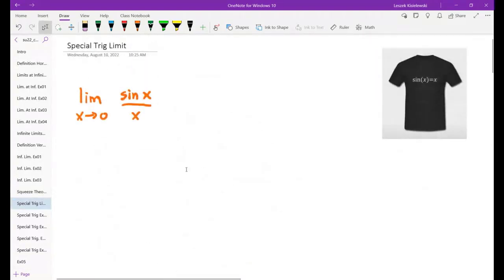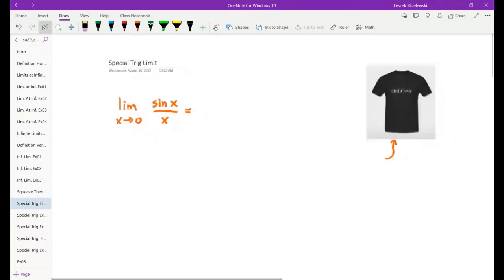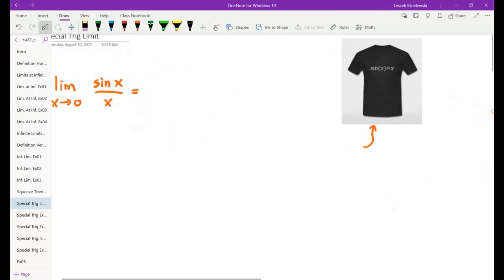All right. So now you're going to use the Squeeze theorem to prove the limit of a special function, the limit of sine of x over x as x approaches 0. This is a shirt you can buy. This is a joke, by the way. Sine of x equals x is a joke. It's not correct in general. It's not true for all x's.